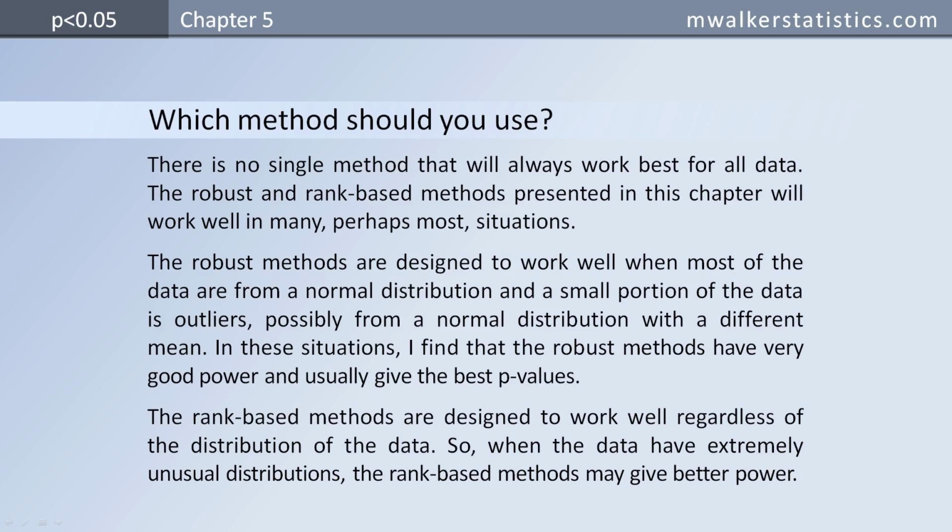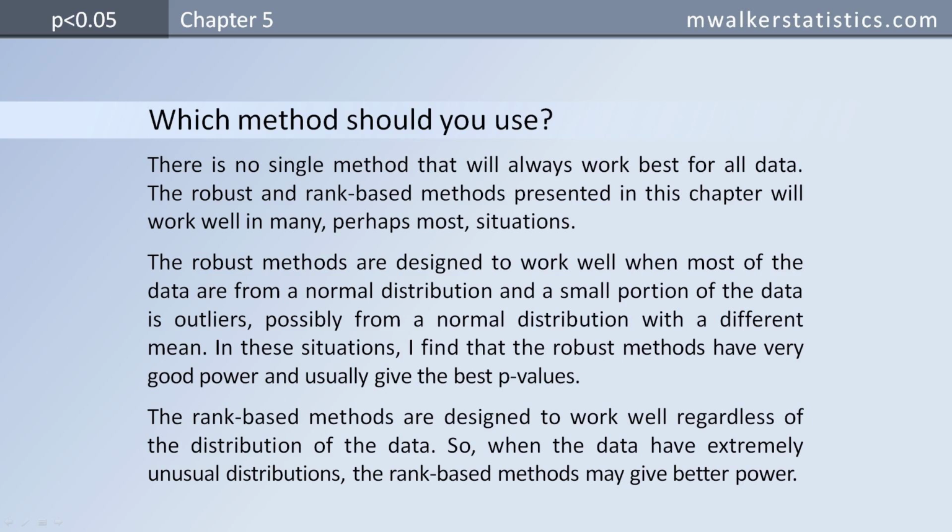Which method should you use? There is no single method that will always work best for all data. The robust and rank-based methods presented in this chapter will work well in many, perhaps most, situations. The robust methods are designed to work well when most of the data are from a normal distribution and a small portion of the data is outliers, possibly from a normal distribution with a different mean. In these situations, I find that the robust methods have very good power and usually give the best p-values.